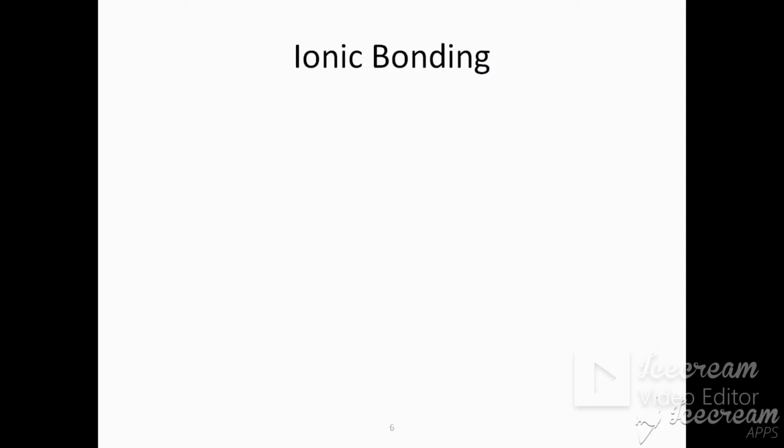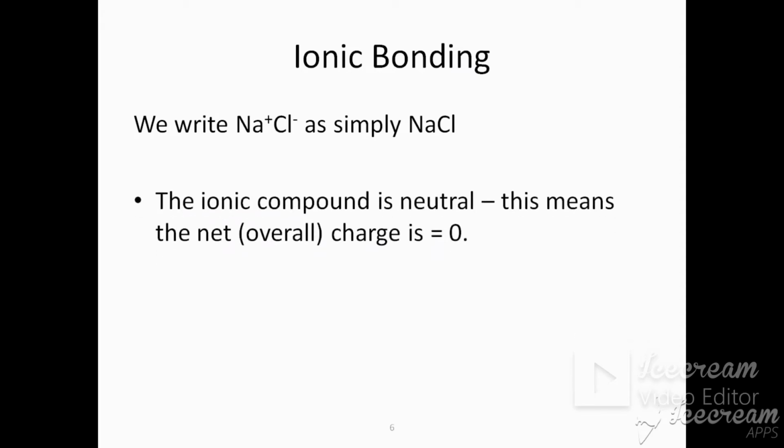Ionic bonding. We write Na+ Cl- as simply NaCl. The ionic compound is neutral. This means the net overall charge is 0.